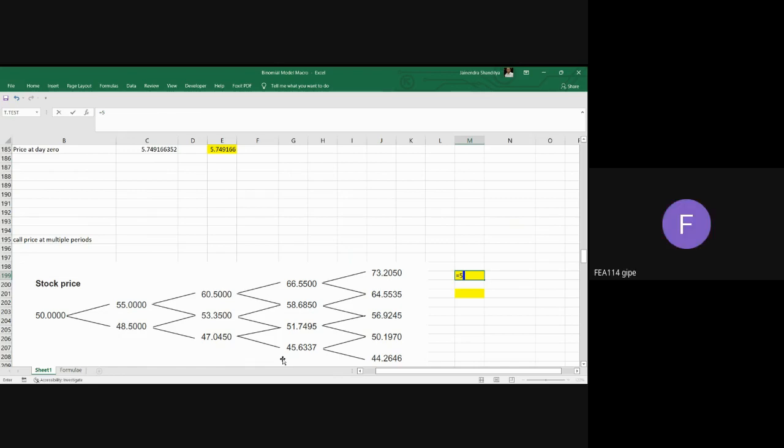Okay. So this 73.20 price is nothing but 50, which has gone up 4 times. So this is 1.1 to the power 4. So this is the price we have got. So for this 64.55, to reach it, it should go up 3 times. So this equals 1.1 raised to power 3 into 50 into 0.97.